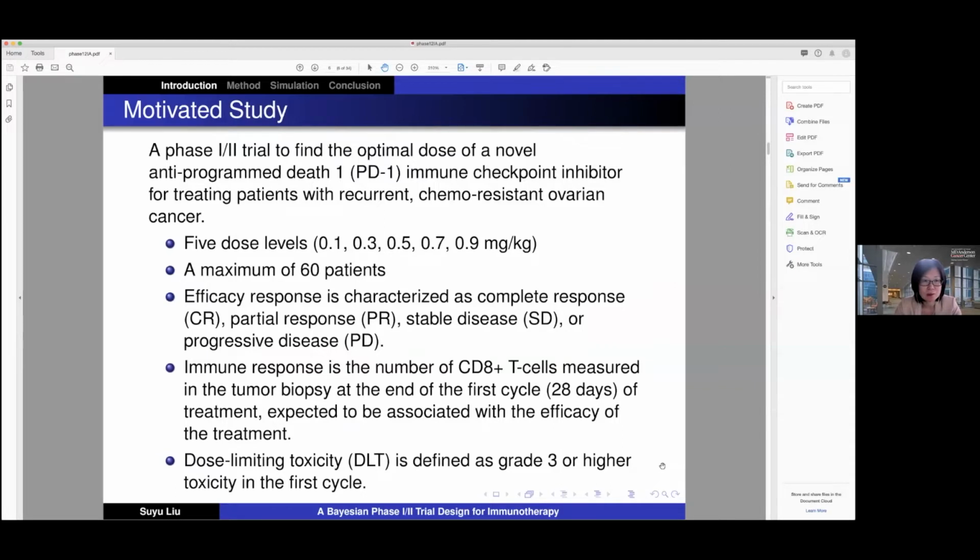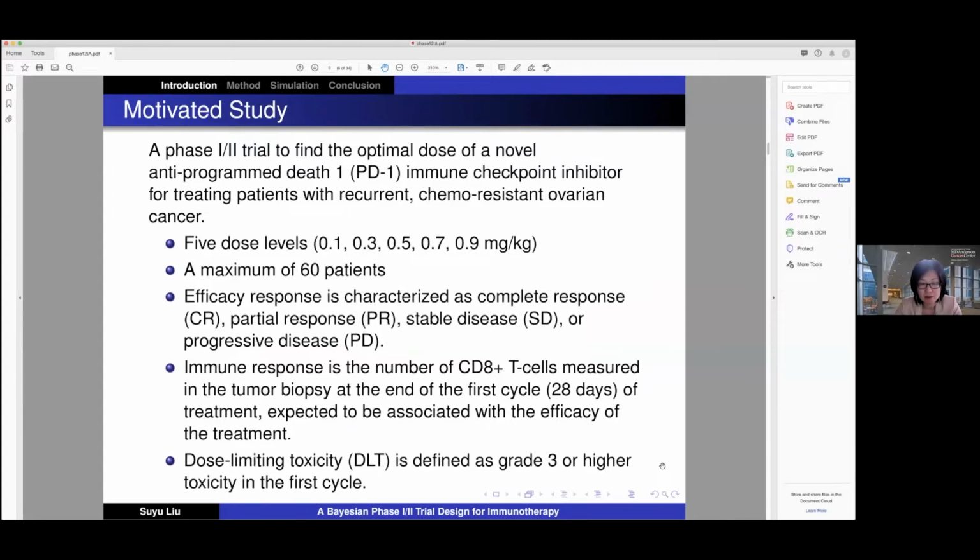The proposed method is motivated by a clinical trial, which is a phase 1-2 trial to find the optimal dose for a novel PD-1 inhibitor in patients with recurrent and chemo-resistant ovarian cancer. In this study, we consider four dose levels from 0.1 milligram to 0.9 milligram, and a planned sample size maximum of 60 patients will be treated.